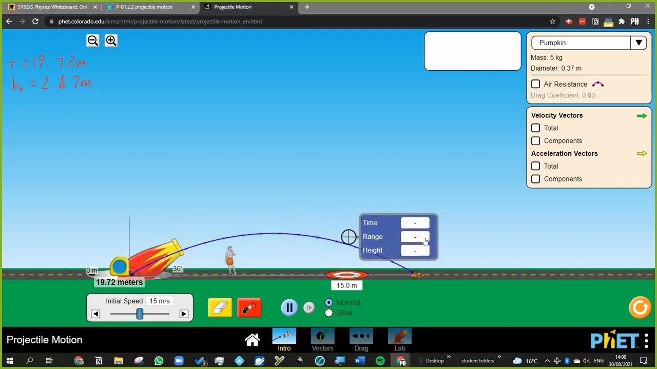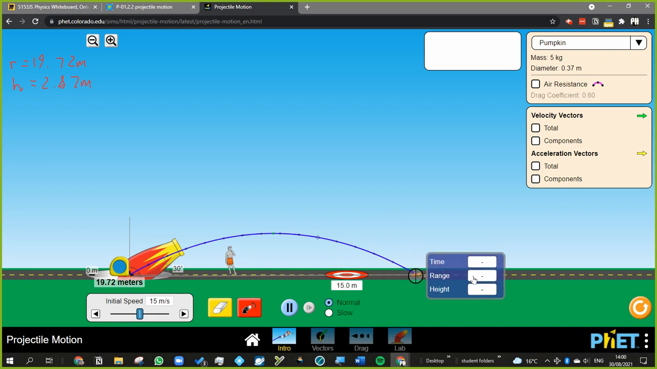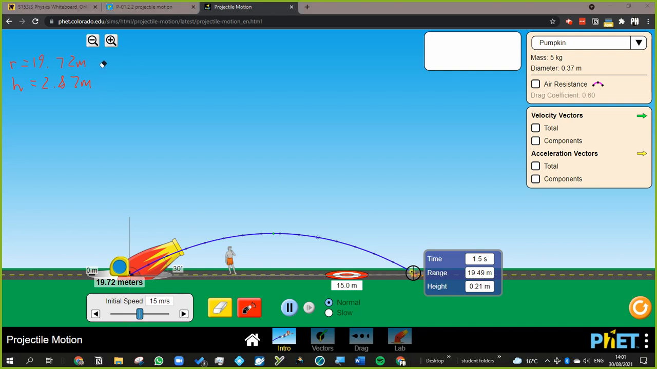And what about the time of flight? If we go down to around about here, 1.5 seconds. That looks like, actually, 19.49. I might change that then. Like I say, I'm going to get this slightly off.